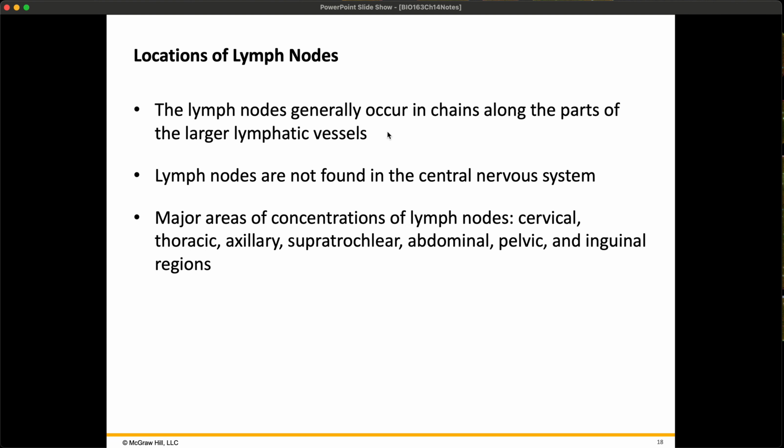Lymph nodes generally occur in chains along parts of the larger lymphatic vessels, the vessels being the things that bring lymph to the node, and the trunks are what take it away. Not found in the central nervous system. Most concentrations are cervical, thoracic, axillary, supratrochlear, abdominal, pelvic, and inguinal regions. I would expect you to know pretty much all of these locations. The one that might be a little tricky is the supratrochlear. That's along the elbow, and it's the only one that I can think of that might not come right to your mind.